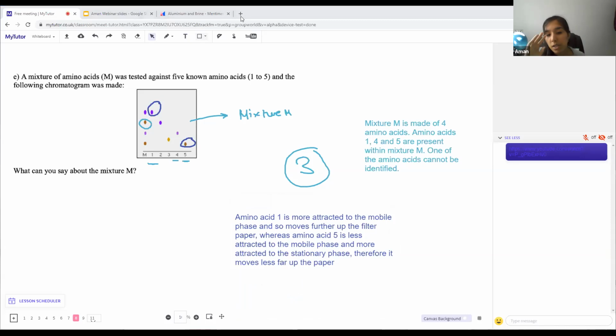How do you tell if it's attracted to the mobile or stationary phase? It's a really good question. They will both be attracted, or sorry, all the amino acids will be attracted to both of those phases, but it's about whether it's more attracted to one phase versus more attracted to the other. So if it moves further up the paper, it's more attracted to the mobile phase, which is the solvent essentially, and that means it moves with the solvent. And remember, the solvent is mobile. So if it moves further up, that means it's more attracted to that solvent, more attracted to the mobile phase. Whereas if it moves less far up, that means it's a little bit more stationary. It's more attracted to the paper than the solvent. So we say it's more attracted to the stationary phase.